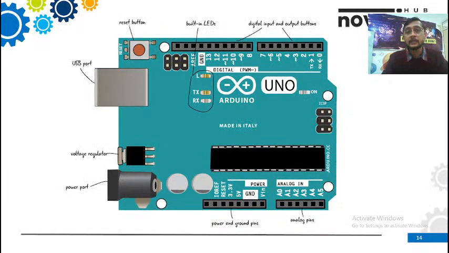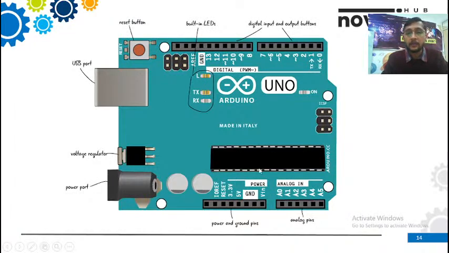So this is the pin diagram, you can call it the diagram of the Arduino Uno. I'll show you the things one by one. We can see on the top side, you can just see my cursor also. Here we have pins 0 to 13, total 14 digital input and output pins. So we have 14 digital pins.